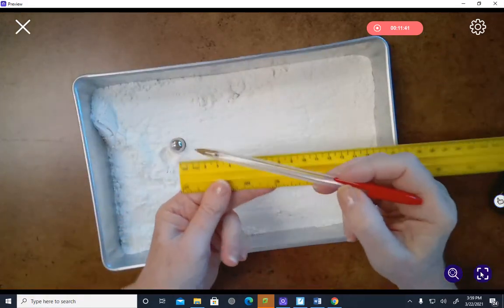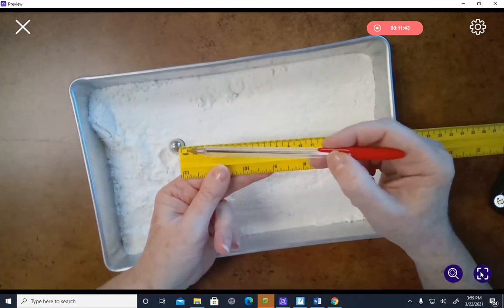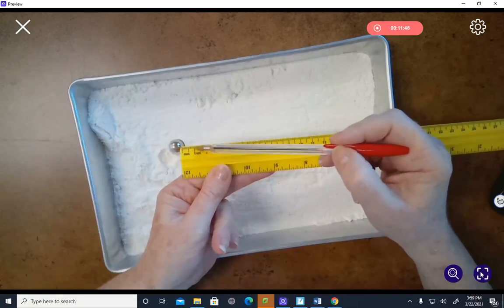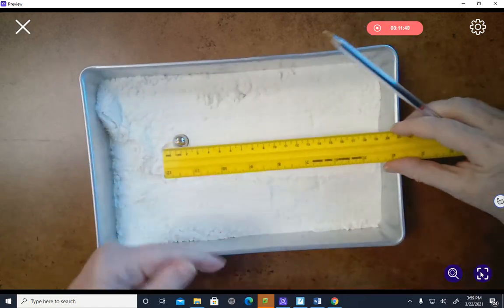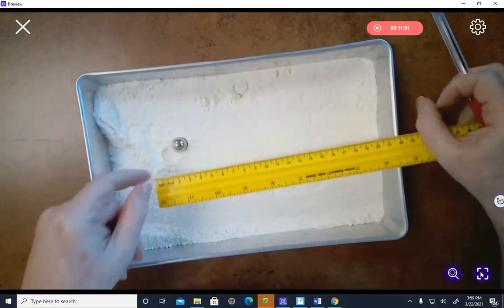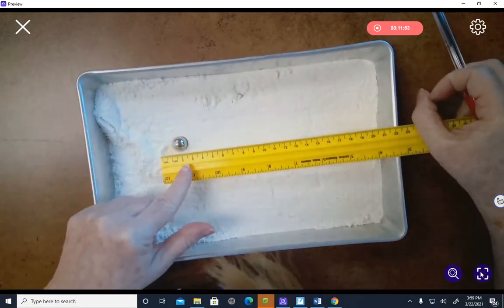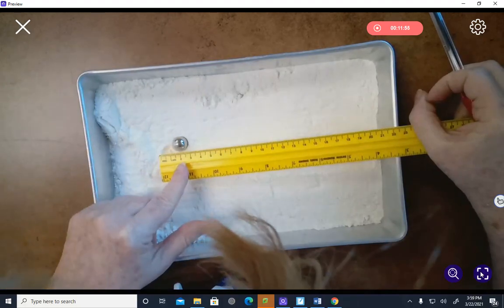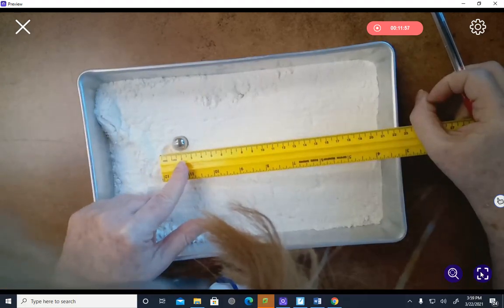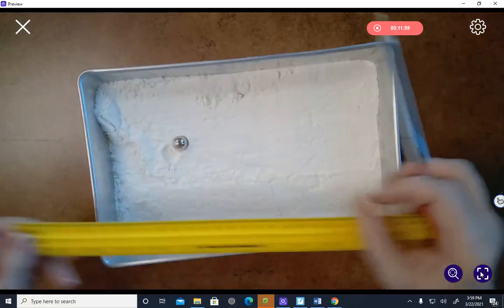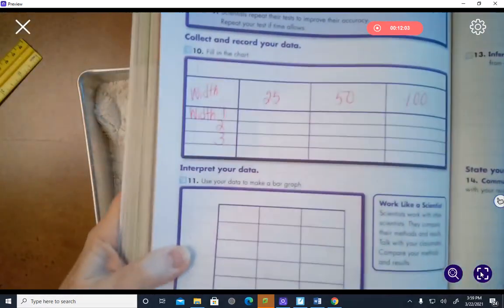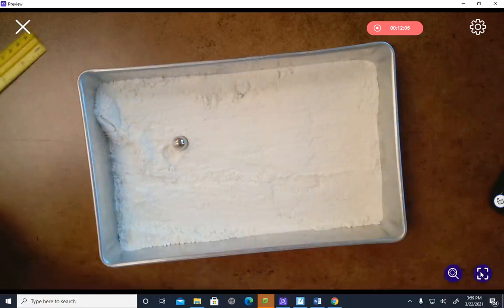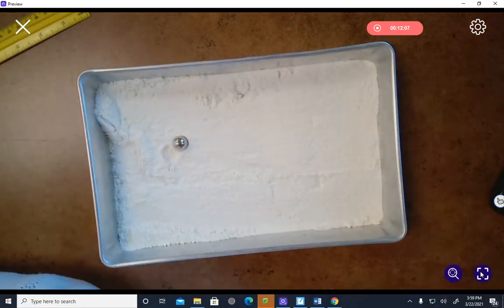Now, this is a centimeter ruler, so that's 10 millimeters to there, 20 millimeters to there. So I'm going to look at this, and I'm going to say that that's approximately, I'm going to say about 15 millimeters. So I'm going to go over here on my chart under 25, and I'm going to write 15 mm.